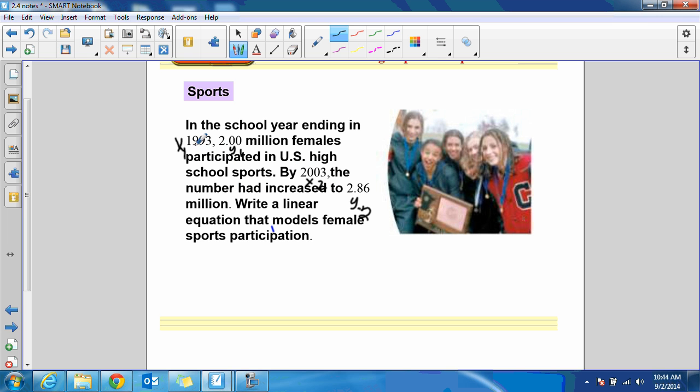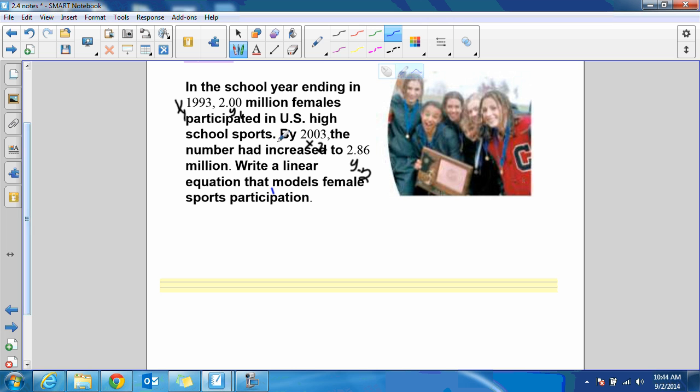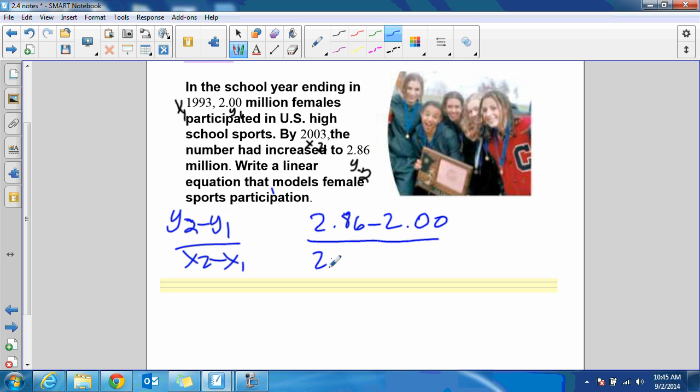In 1993, not as many. In 2003, a lot more. Okay, so let's just leave the millions off that right now. We can work with that later. But let's just do y2 minus y1 over x2 minus x1. So it'll be 2.86 minus 2.00, I guess we can write 0, 0, over 2003 minus 1993. So 2.86 minus 2 is 0.86.